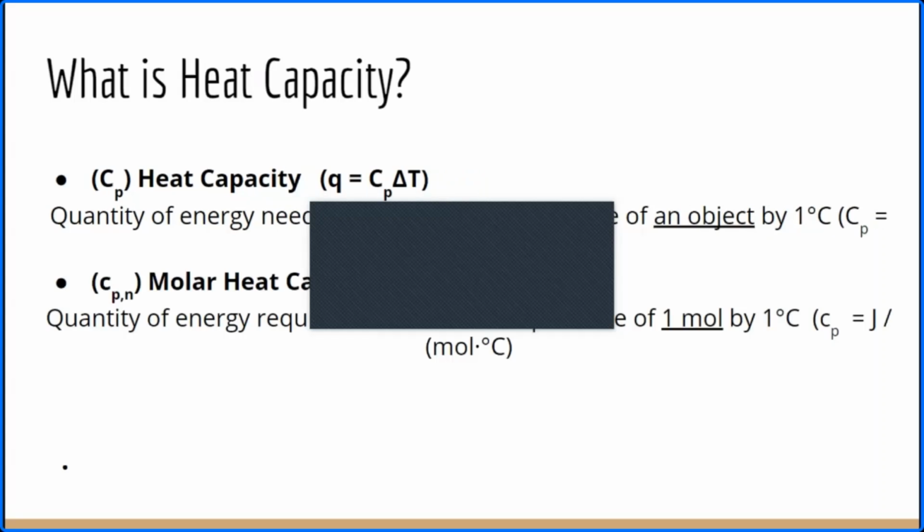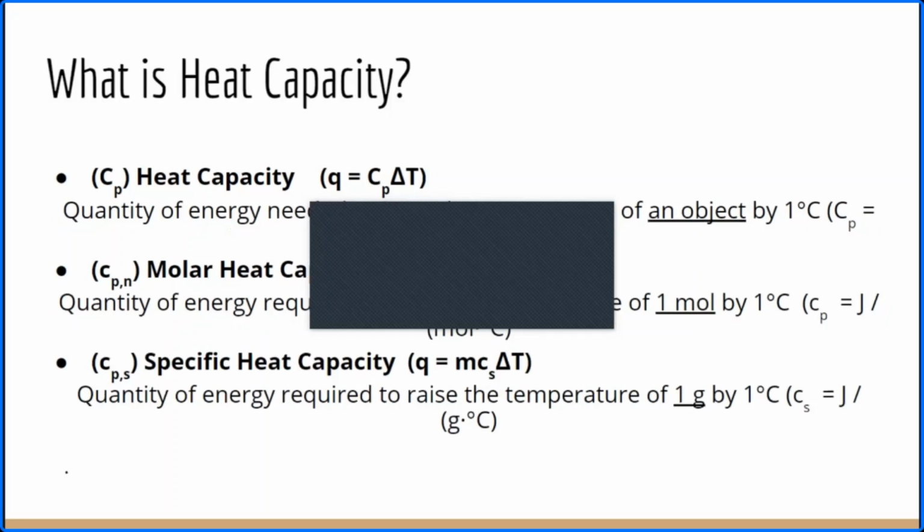We also have molar heat capacity, which is essentially the same concept, but it deals specifically with the amount of energy that's needed to raise the temperature of 1 mole of something. So that could be a compound, an element, pretty much anything. And that's also by 1 degree Celsius. So the equation for that is the same, except we also multiply it by the number of moles, which is represented by the N in that equation.